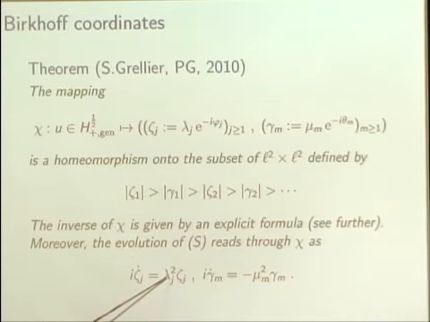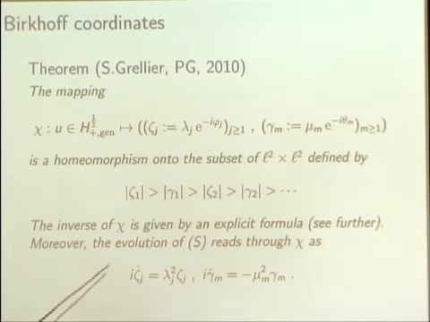So lambda j squared are constants, of course, because these are the moduli of zeta and gamma squared. So this means that the zeta j's and the gamma m's are evolving just by multiplication by e to the minus I lambda j squared t and e to the I mu m squared t.